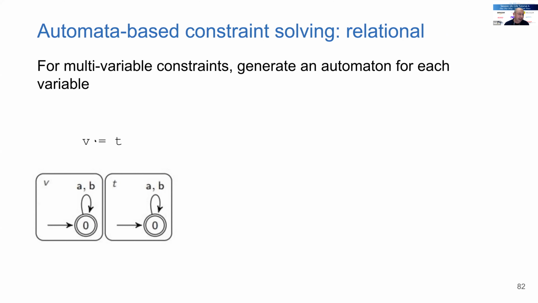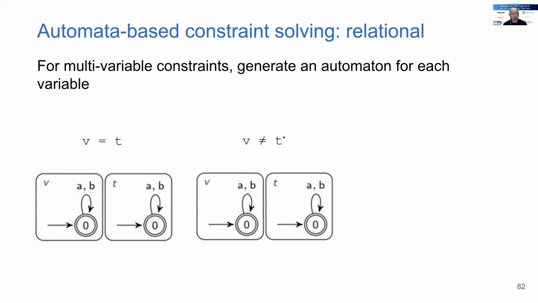Basically, V can take any value, T can take any value. So if I construct 2 separate automata for these, both are valid, which is great. But then if I say V is not equal to T, V can still take any value, T can still take any value, but their combination should not be equal, right?